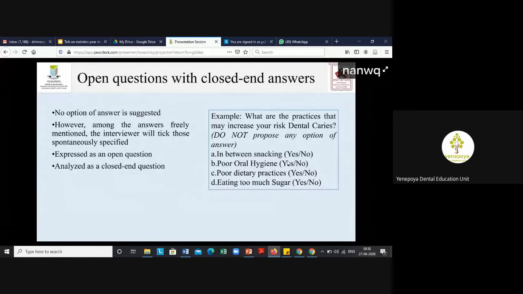I know what answers they're going to give: either yes or no. So it becomes an open-ended question with closed-ended answers. It was not like the previous one, where they can write whatever they want. Here I want them to be very precise when they are answering. That is the choice, the way you can design your questionnaire. So it becomes easier for you to analyze, as the entire objective of this questionnaire is to know how well people know about diet causing caries.